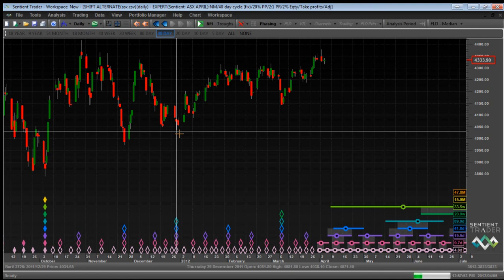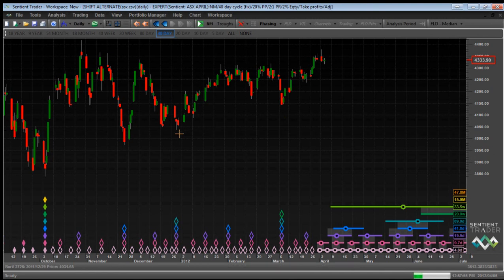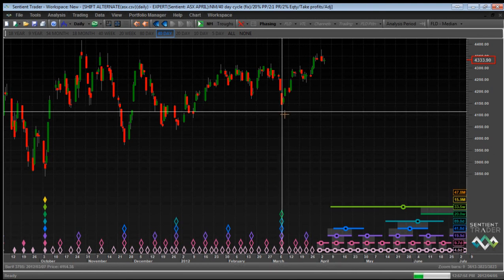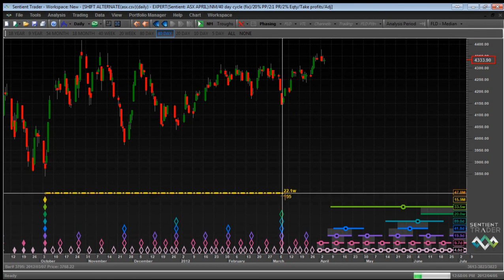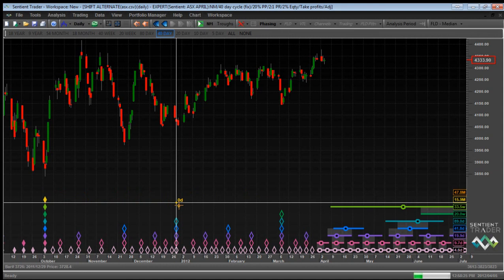What one should do then, of course, is gradually zoom in and look at greater and greater detail. As I zoom, I turn off my semicircles because I find them a bit distracting. There's that last 18-month cycle trough in October of last year. Sentient Trader has positioned the 80-day cycle on the 29th of December 2011, and the most recent 20-week cycle on the 7th of March 2012, and it's useful to measure those cycle lengths.